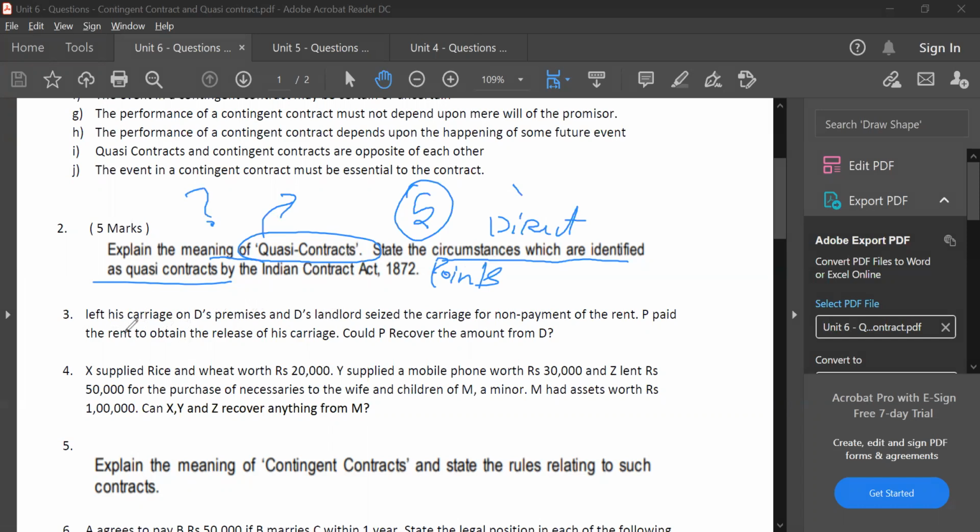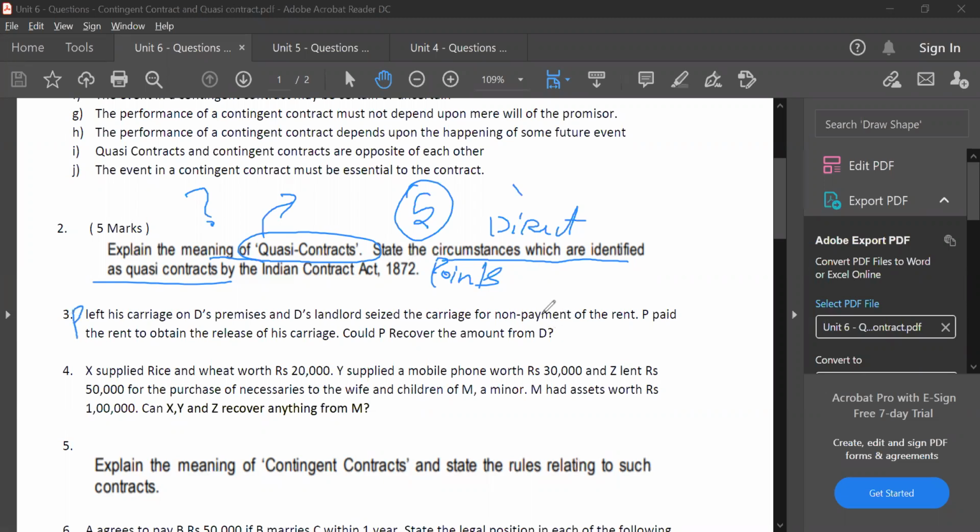Not an issue. Next, Darshita, you can read 3 and 4 for us. Sir, I think 3 is incomplete. Just type: P left his carriage on these premises, and the landlords seized the carriage for non-payment of the rent. P paid the rent to obtain the release of his carriage. Could P recover the amount from D? Yes, sir, he can. So the answer is yes, he can.